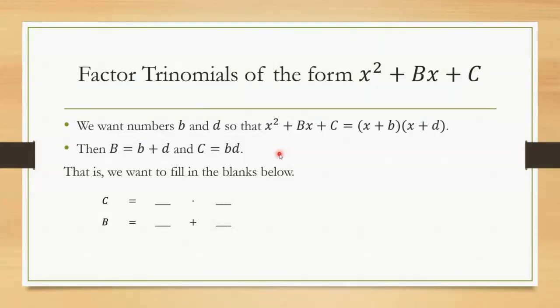You want to find two numbers whose product is C and whose sum is B. I called the two numbers little b and little d. So you want to find those numbers such that the product is C and the sum is B. Basically, you're going to fill in these blanks, so to say, where one blank above the other has the same term. That's what it boils down to. And once you get those numbers b and d, you're going to write this.